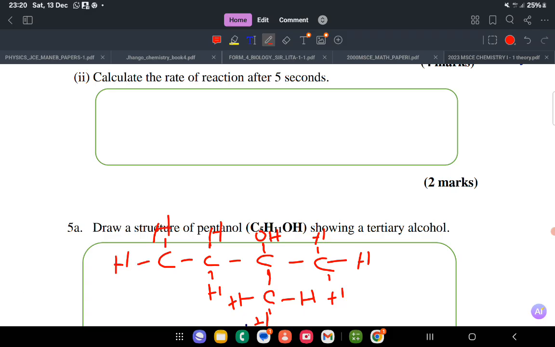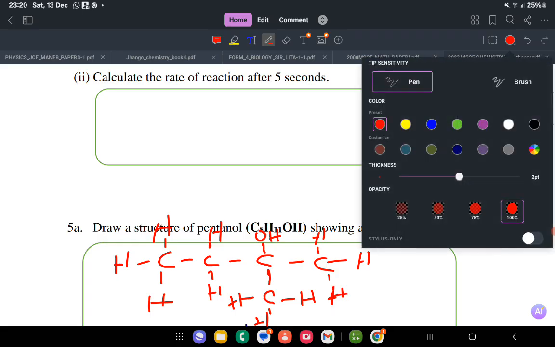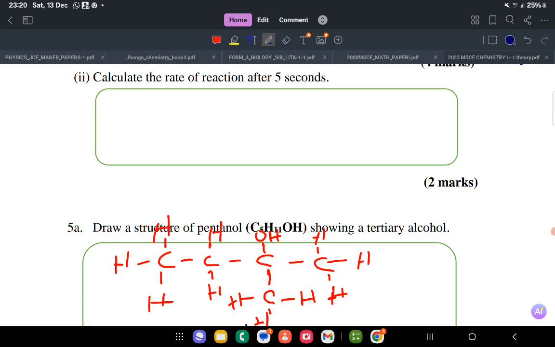H, another H. Check that the number of hydrogen atoms do not exceed that given in the formula. So carbon atoms, we have 1, 2, 3, 4, 5. Hydrogen, we have 1, 2, 3, yes, 4, 5, 6, 7, 8, 9, 10, 11. That's good. Don't forget that we are not including the hydrogen on the OH group.